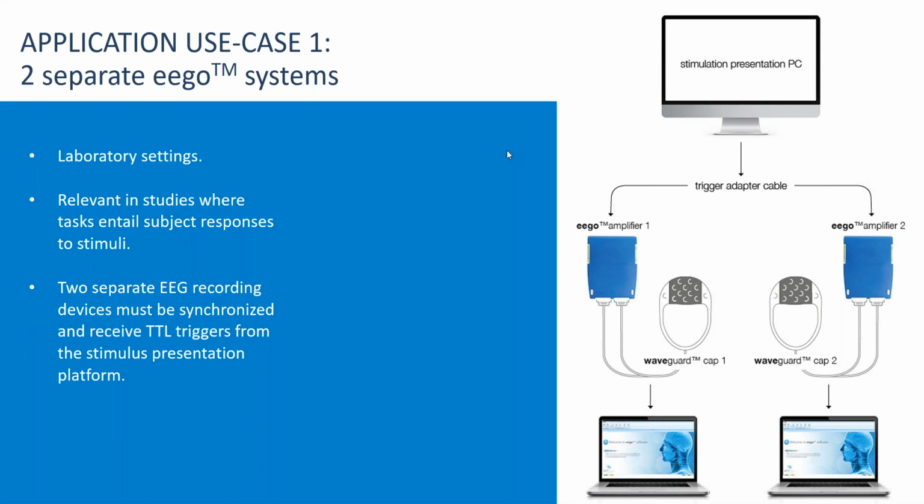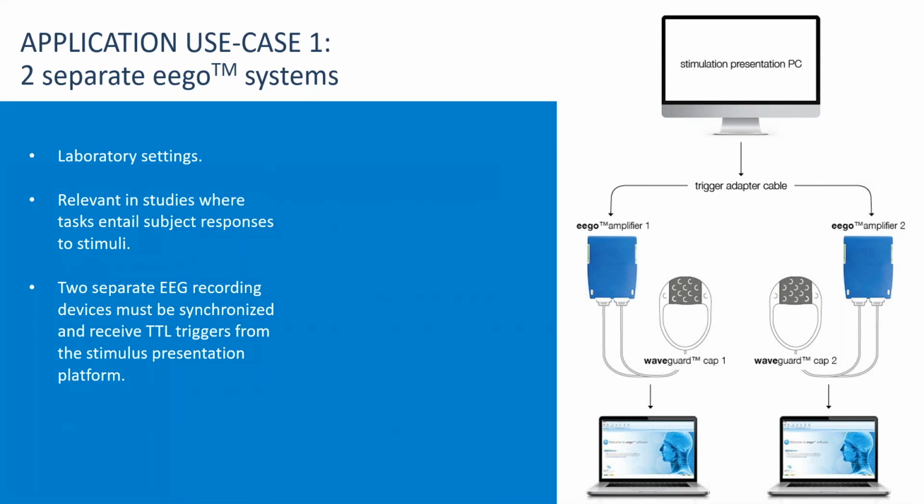Each amp is connected then to a subject, and the subject wears a waveguard cap, as you can see in the schematic. In such a setup, you would need 2 recording devices. So subject data 1 is collected on recording device 1, subject data 2 is collected on recording device 2, and you have the triggers present in the EEG data to then synchronize the 2 data sets. This would be a relevant setup when you're looking at studies where subjects need to respond to tasks or stimuli.